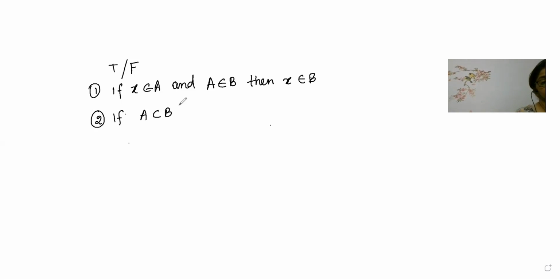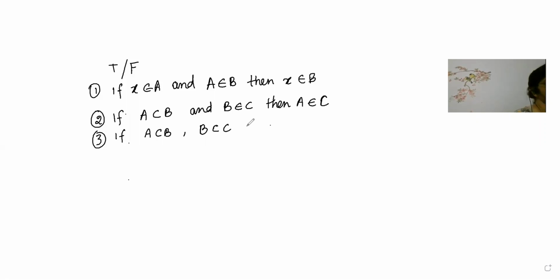A is a proper subset of B and B belongs to C, then A belongs to C. Seriously. Next is, if A is a subset of B, B is a subset of C, then A is a subset of C.